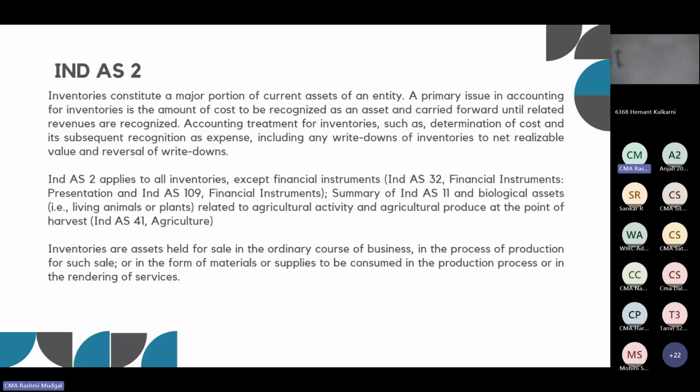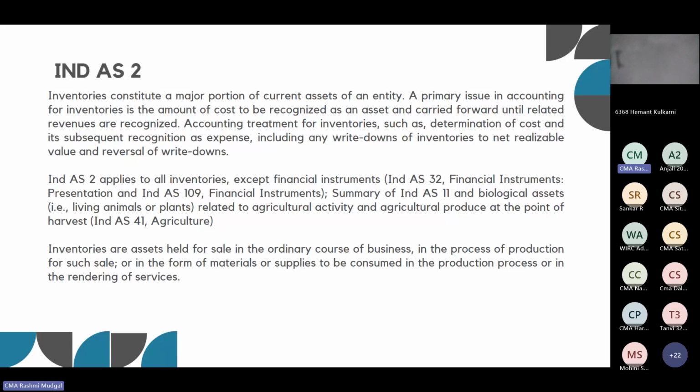There is Ind AS 41 for biological assets, living animals and plants, and for agricultural produce. So for them, the inventory will be calculated as per their own relevant AS. But here, inventory constitutes a major portion of the current assets of an entity. A primary issue in accounting for inventory is the amount of cost to be recognized as an asset and carried forward until the related revenues are recognized.